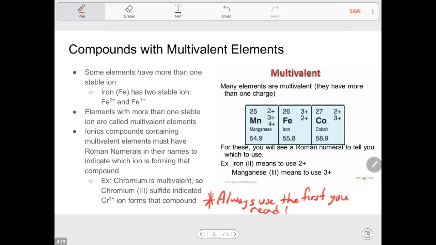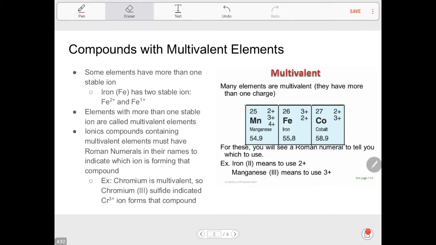So let me get back here to the notes. Some elements have more than one stable ion. For example, iron, which is Fe, has 2 stable ions. It has 2 plus and 1 minus. Elements with more than one ion charge are called multivalent elements. Ionic compounds containing multivalent elements must have Roman numerals in their names indicating which ion is forming that compound. Now this is where we get in, because you see what's going to happen.